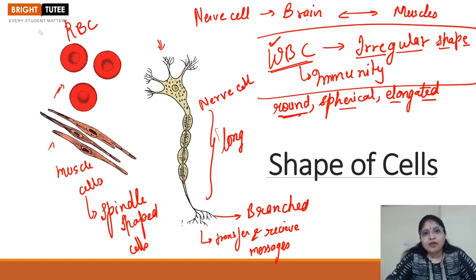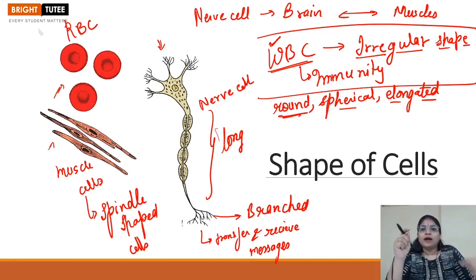So when we talk about receiving, let's take a very simple example. If you touch a hot object, then you remove your hand immediately. How do you remove your hand? Because from your skin, the message is relayed to your spinal cord, right?